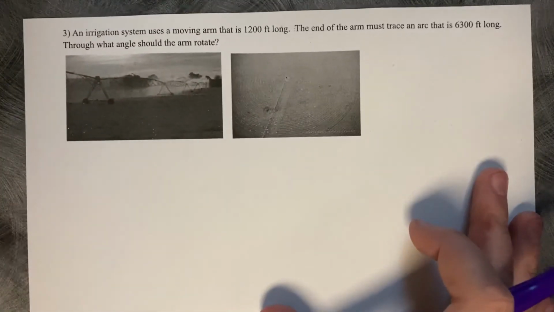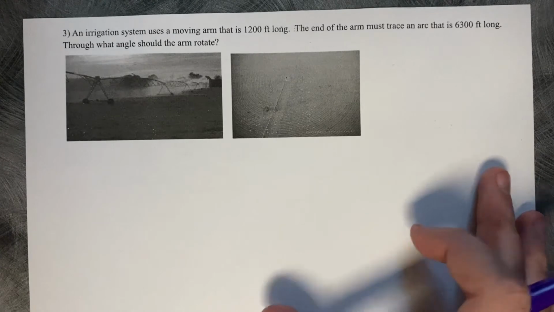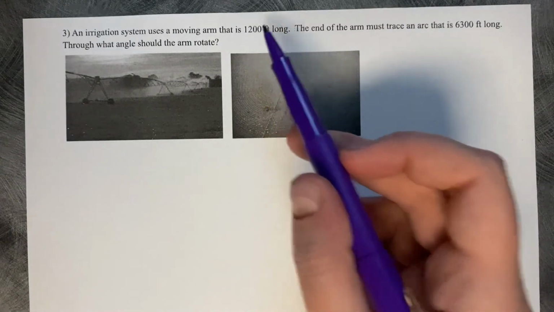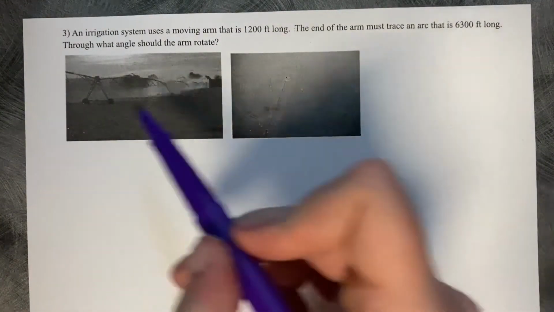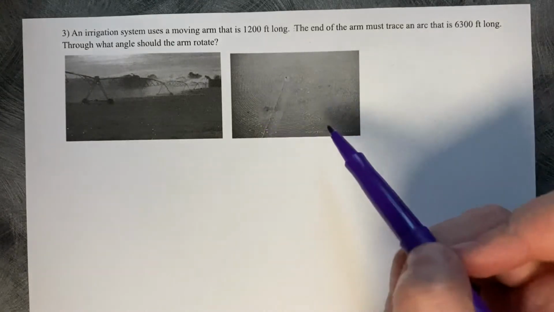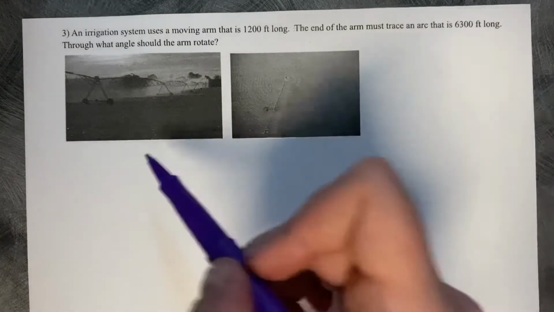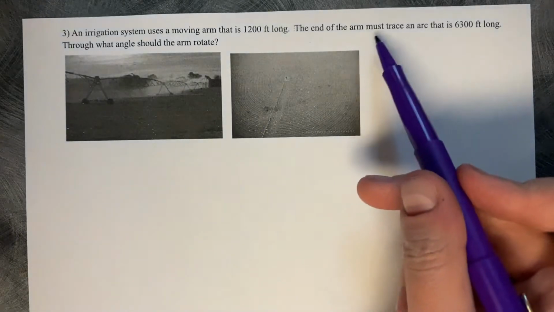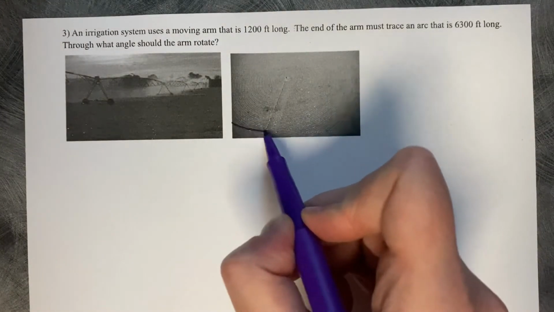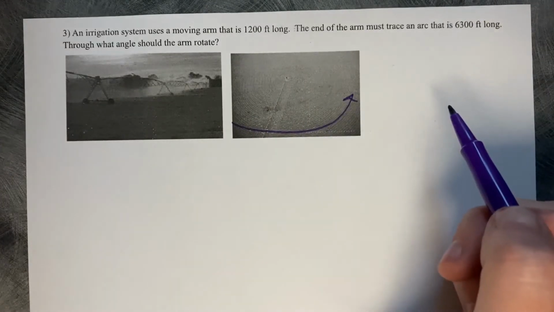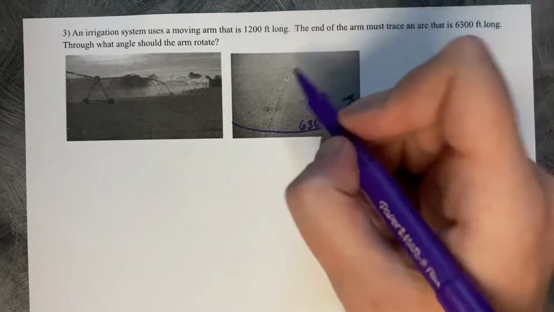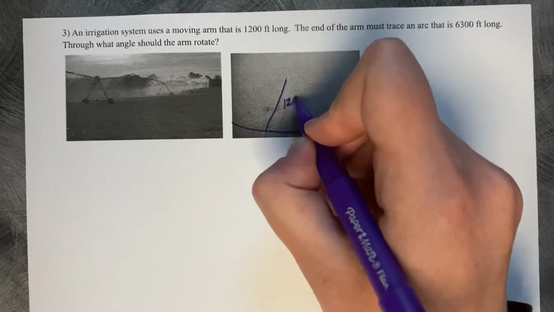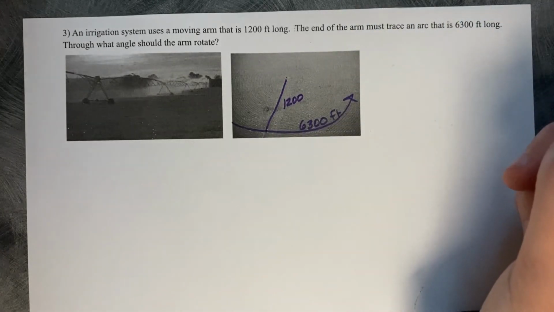All right, let's try a farming example. An irrigation system uses a moving arm that is 1,200 feet long. So this picture is kind of hard to show, but we have these rotating irrigation systems, and they are on rollers, and they roll in a circular direction to water whatever you're farming. The end of the arm must trace an arc around the circle that's 6,300 feet long. And this arm is going to be 1,200 feet long. Through what angle should the arm rotate?